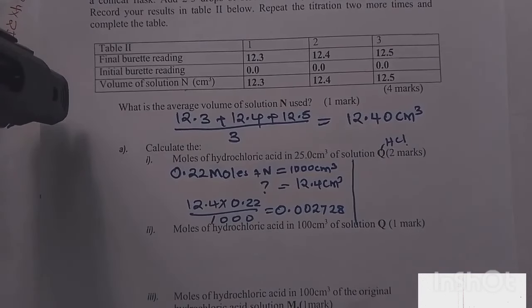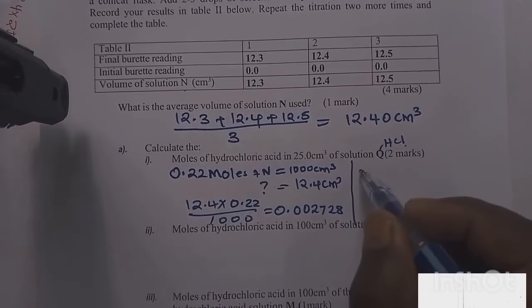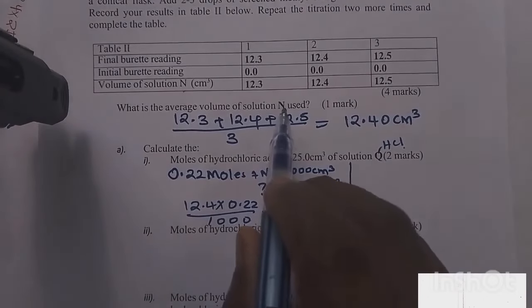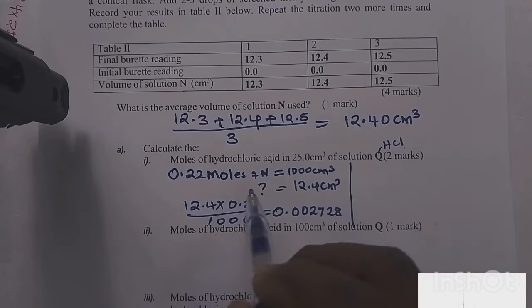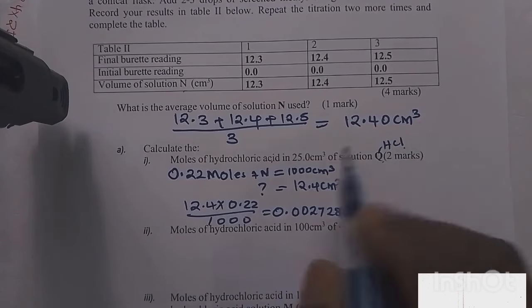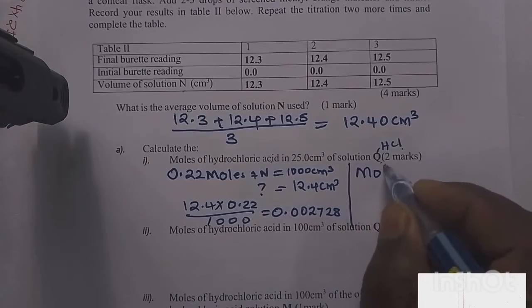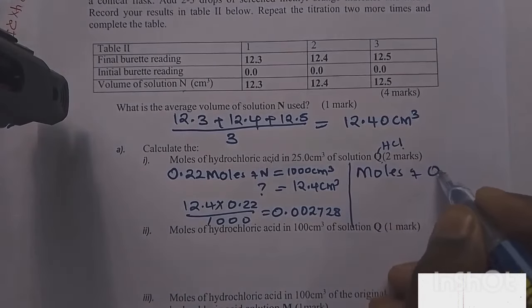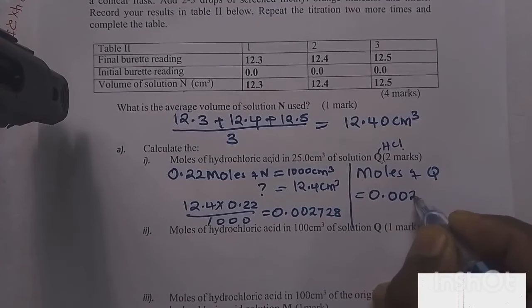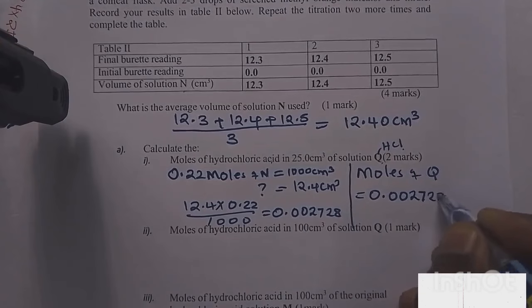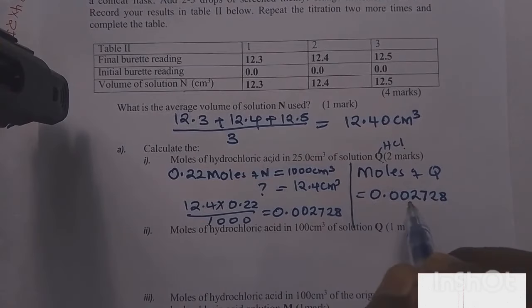Since the mole ratio is 1 to 1, it means moles of sodium hydroxide solution N that reacted with Q will be equal to the number of moles of Q in 25. Therefore, moles of Q is equal to 0.002728. Why? The mole ratio is 1 to 1.